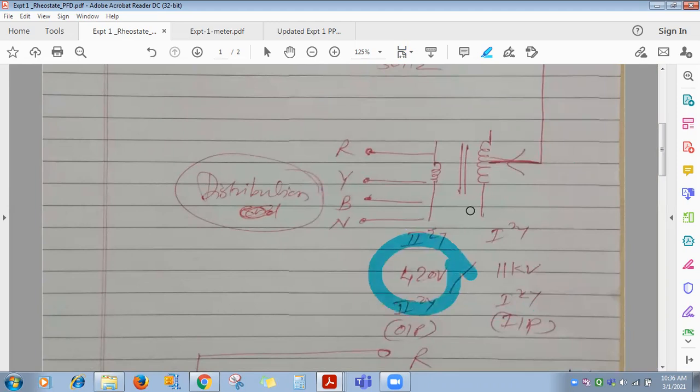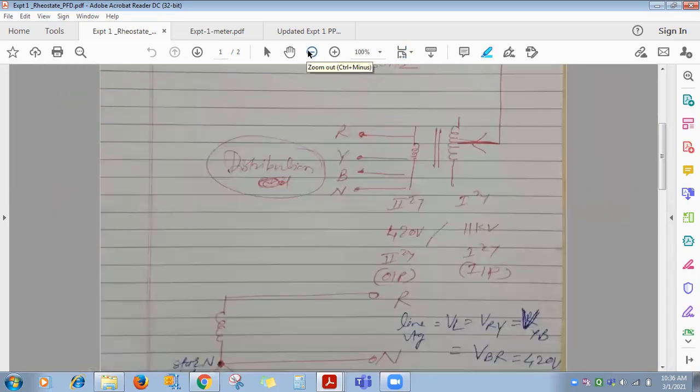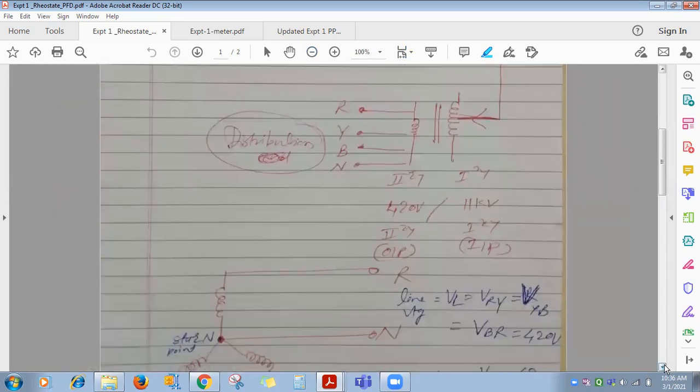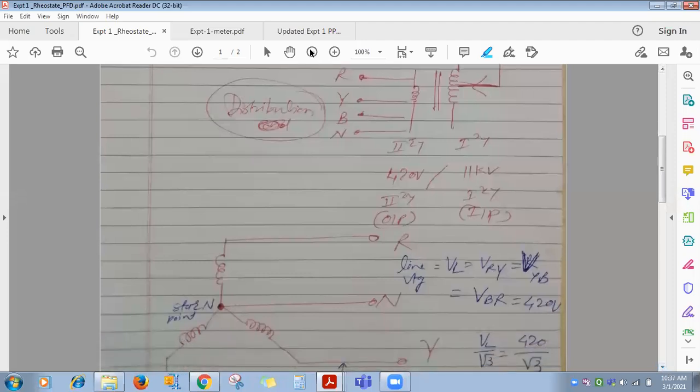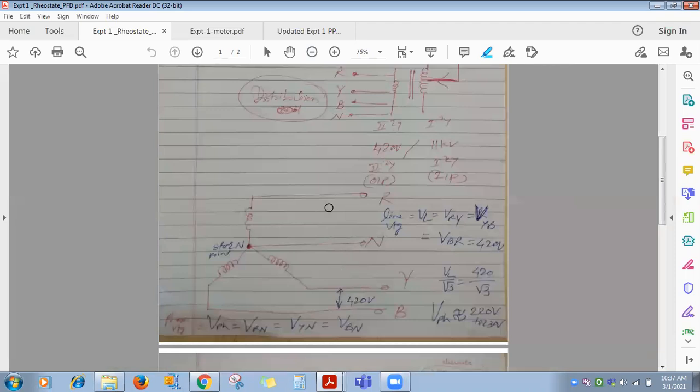Again, it is three phase. Three phase means how many windings are there on primary and how many on secondary? Three windings. Three windings on primary, three windings on secondary. Now every distribution transformer all over India, you will find the three windings on the secondary side are connected in star.